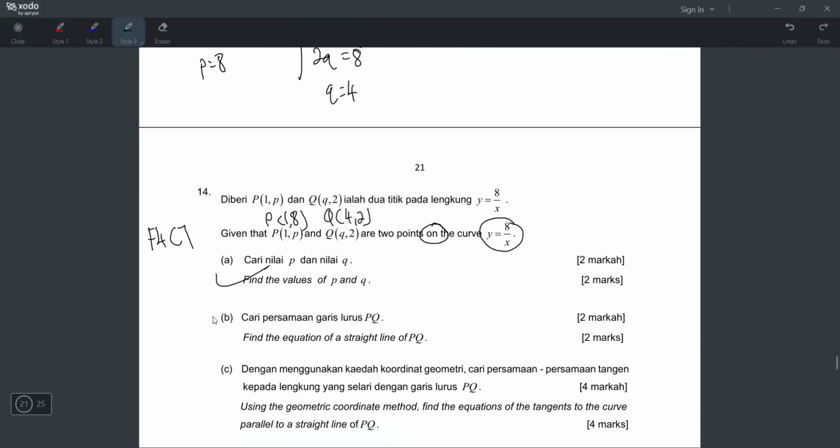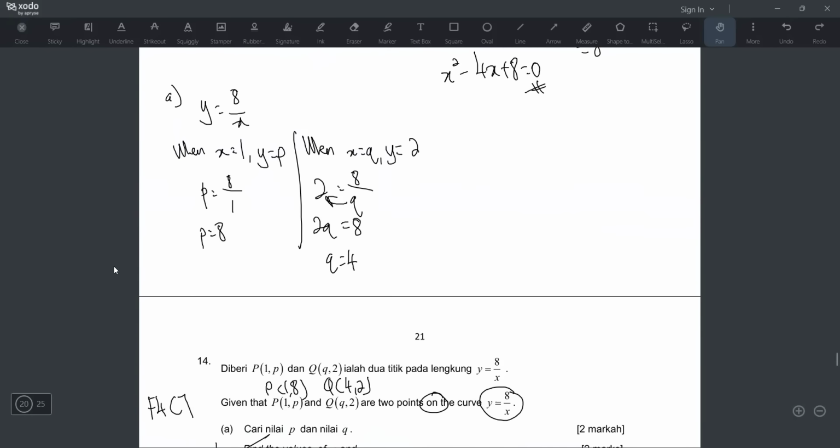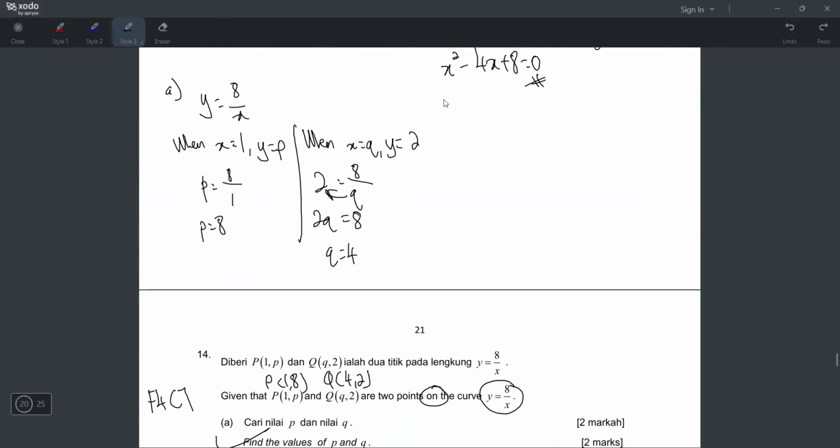Now for B pula. For B, they says find the equation of straight line PQ. Oh my god, this is so easy. Seriously, they ask like that. Okay, so you already have the 2 points, mah. Cari gradient dulu lah. Yeah, when you find equation, they must ada gradient. So how to find gradient?